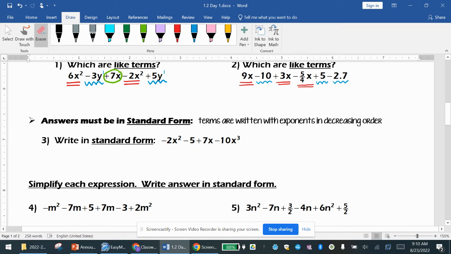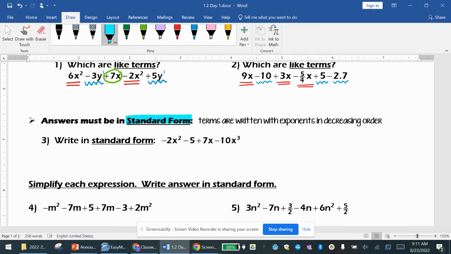Okay, so one of the important things you have to remember when you are combining like terms is in your final answer, you need to make sure you write it in standard form, okay? So that means the exponent should be in decreasing order from biggest to smallest.